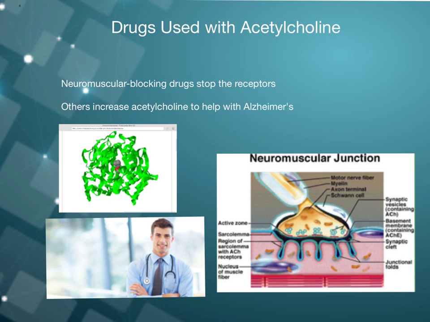In other instances, doctors want to increase the level of acetylcholine for Alzheimer's patients, who have a difficult time recalling memories as one of the largest symptoms. As previously stated in the beginning of this video, acetylcholine helps with memory conversion. So what do they do? They lower the amount of the enzyme acetylcholinesterase through drugs such as donepezil.